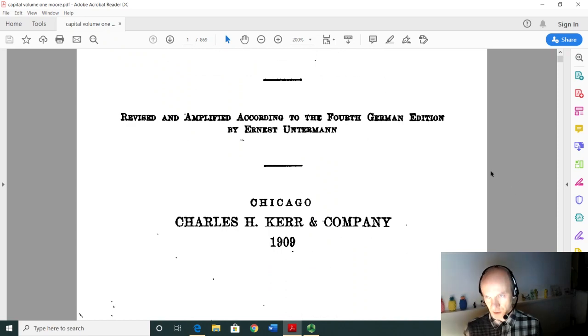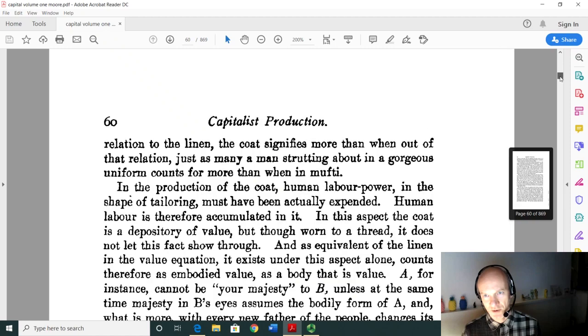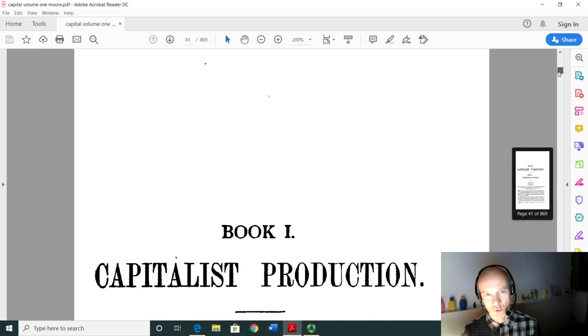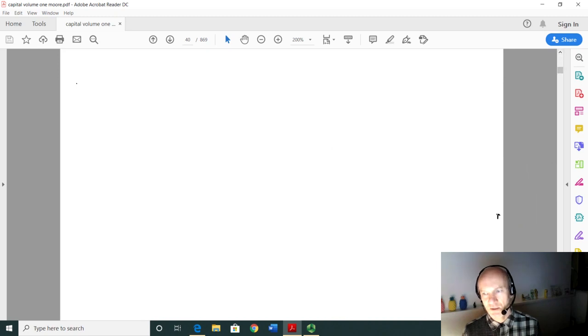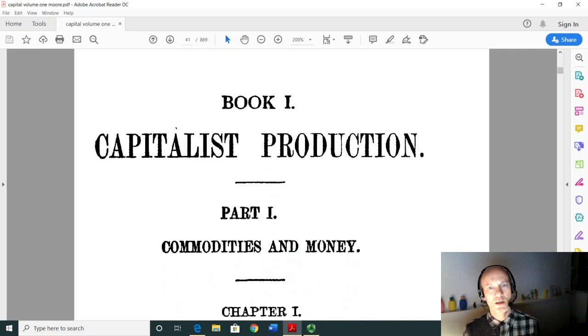So we need now to jump forward. We jump over all the various forewords and prefaces, etc. And the text begins here on page 41, Book 1, Capitalist Production. So again, this is where the whole thing starts, with an analysis of production.